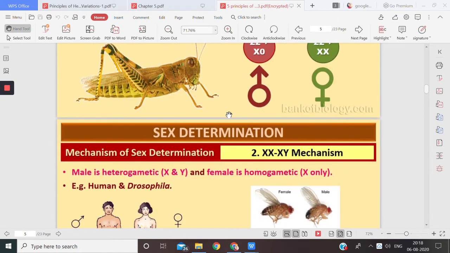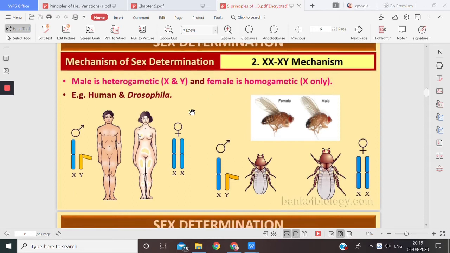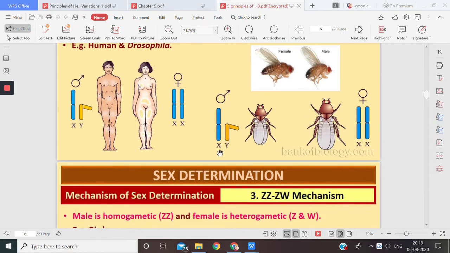Here is another example of sex determination, XX and XY, which is an example of humans and also Drosophila, because here male is heterogametic. Males contain two types of gametes, one X and the other Y, but female is homogametic because both the gametes are similar. Similarly, in Drosophila, male is X and Y, and the female has the same chromosomes, X and X.